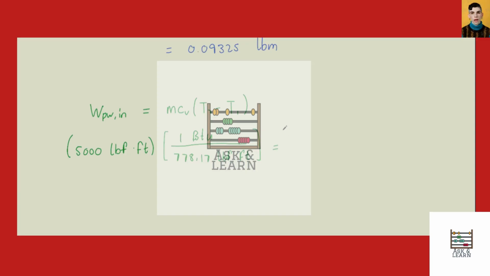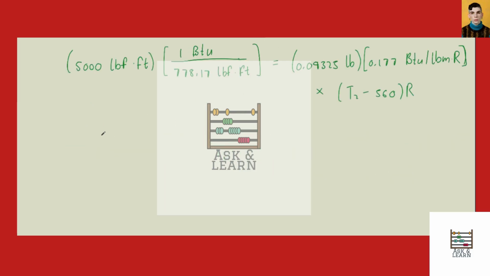and this is equal to m C delta T. So the mass we calculated to be 0.09325 pounds times C_v, which we said was 0.177 BTU per pound R, multiplied by a change in temperature of T2, which we wish to solve for, minus 560, which is T1, and that's in R. So we have only one unknown in this equation, which is T2.